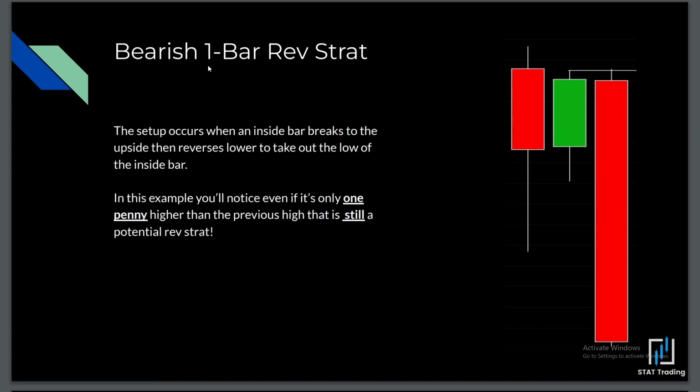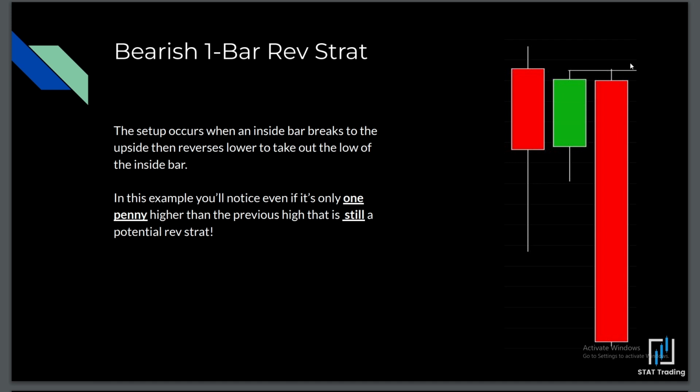Then we have the bearish 1-bar Rev Strat. This is a 2-week chart on Boeing. This setup occurs when an inside bar breaks to the upside, then reverses lower to take out the lows of the inside bar. In this example, you'll notice even if it's only 1 penny higher than the previous high, that is still a potential Rev Strat.